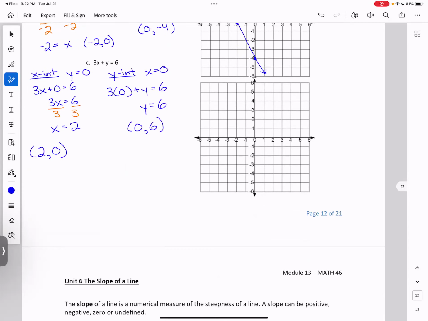Now let's draw those in. So we have a point at 2 and 0, and a point at 0 and 6. And then we can connect those lines, and we have our graph. Oh dear, I hope, oh good. It turned it into a straight line, which was a good thing. And there you go.